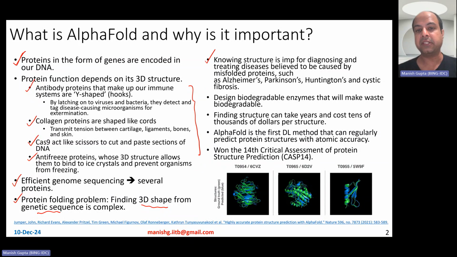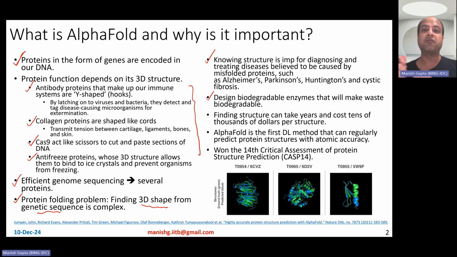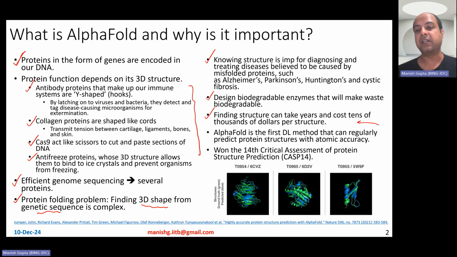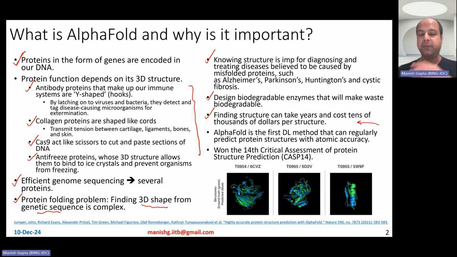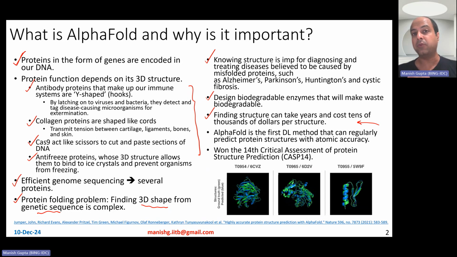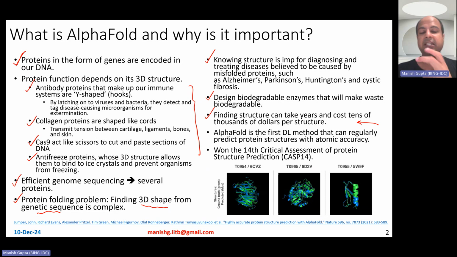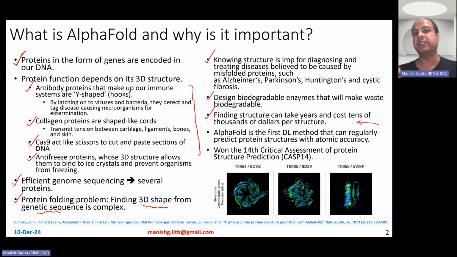Proteins could also be used for other purposes, like figuring out how you can synthetically generate biodegradable enzymes that can help make waste material like plastic and oil biodegradable. Finding structure, however, as I said, is very, very complex. The current biological and chemistry methods that are available take years and can cost tens of thousands of dollars to find out one structure for a given protein. And that is why people are looking into machine learning and deep learning ways of figuring out the 3D structure of proteins.